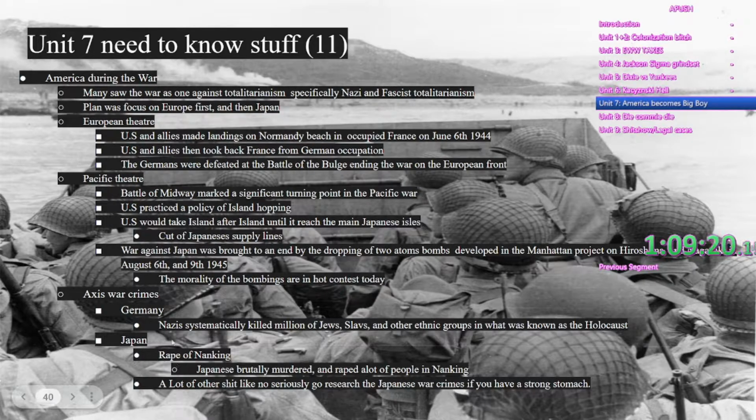And Japan, you should know the Rape of Nanking, where the Japanese brutally murdered and raped a lot of people in Nanking. And for the record, if you have a good stomach, I would recommend you look up a lot of the other stuff the Japanese did, which is, I'm just gonna warn you, pretty messed up, like beyond messed up. I'm just putting it mildly.